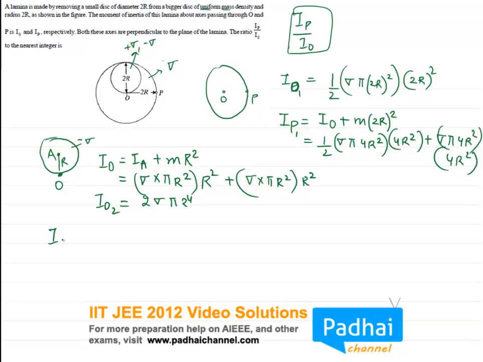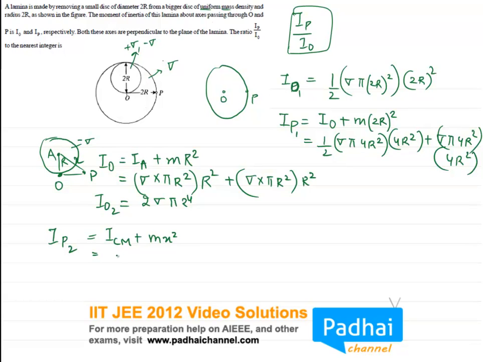Now IP2, what will be that? IP2 is given by I center of mass plus m into x square, where x is the distance between the point P and the center of mass. This is the formula basically. I center of mass is again IA, which will be equal to what?